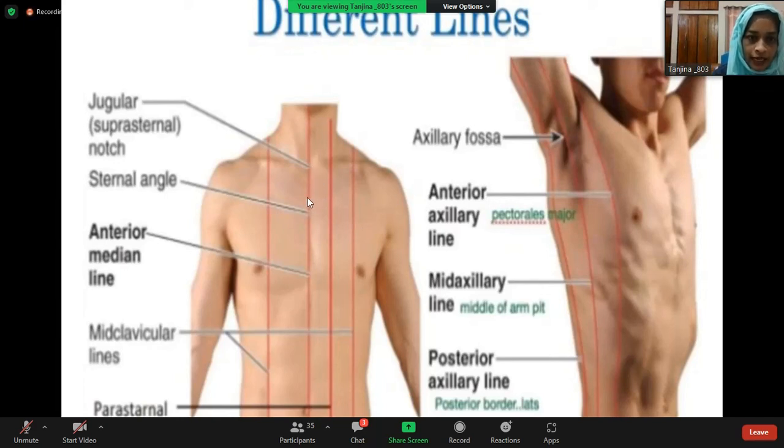And this is the suprasternal notch, and this is the sternal angle. This is called the manubriosternal joint. Another name is angle of Louis. It lies at the level of the thoracic third and fourth vertebra and corresponds with the second intercostal space. And this is the mid clavicular line, a vertical line running downwards along the surface of the body and passing through the midpoint of the clavicle.